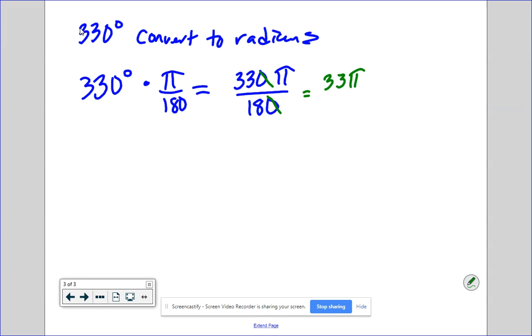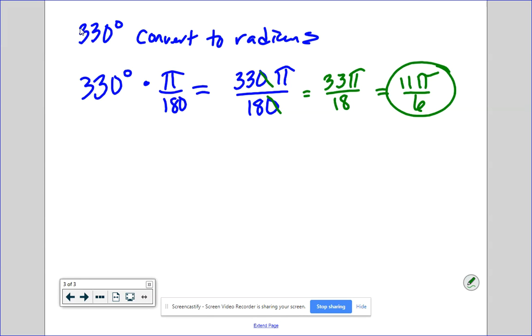33 pi over 18. What do those both divide by? 3. I get 11 pi over 6. And that is in lowest terms. That is the answer I want. I don't want that as a decimal.